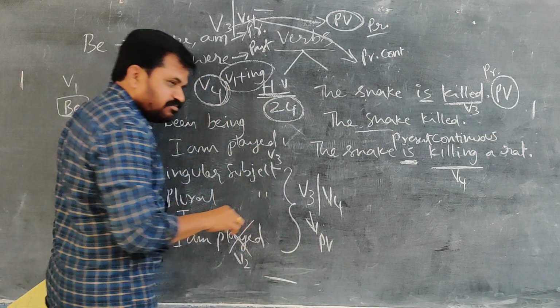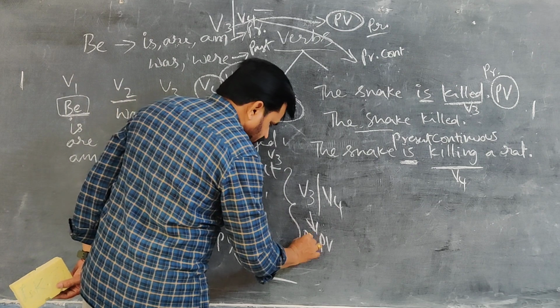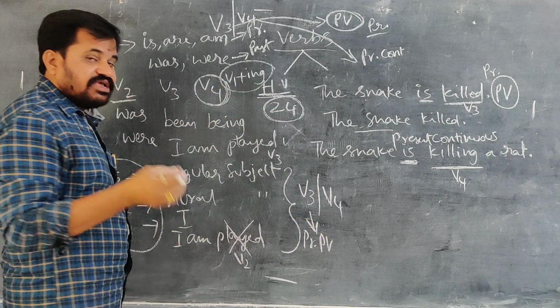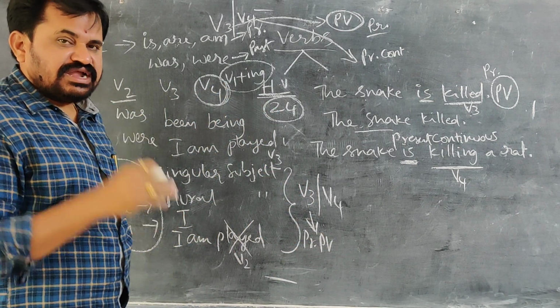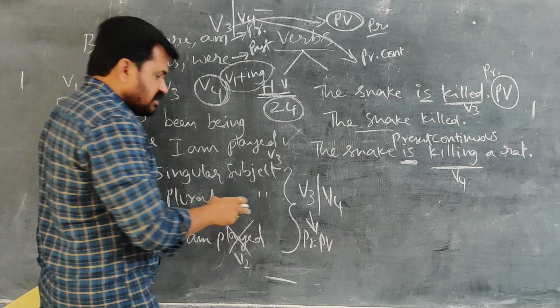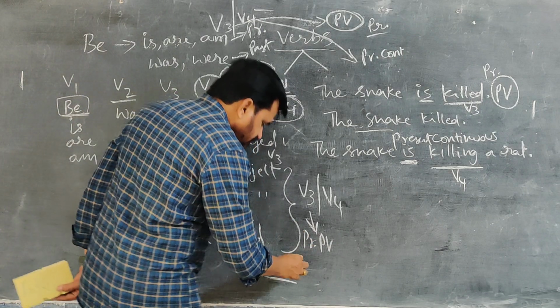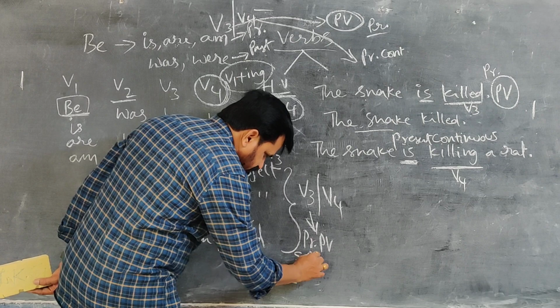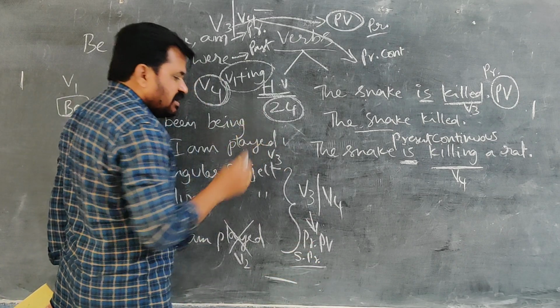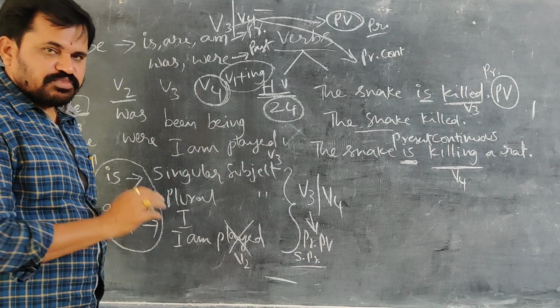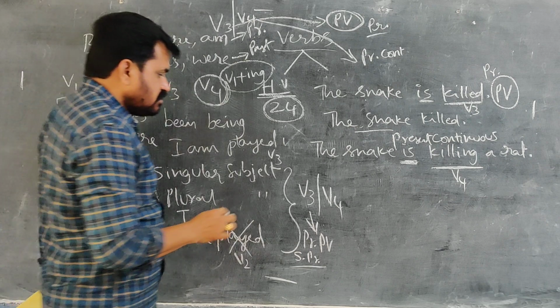Which passive voice does it become? Present tense, and in present tense again there are 4 tenses. Among those 4 tenses, which present tense becomes passive voice? Simple present tense. In simple present tense, it is the passive voice.